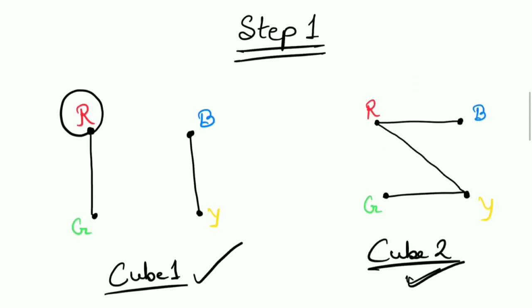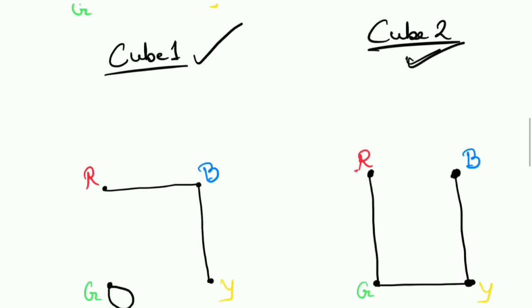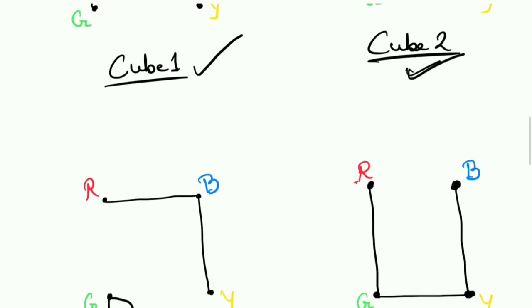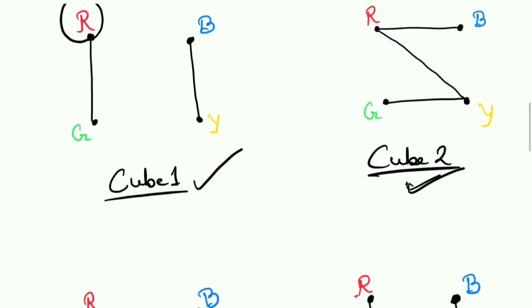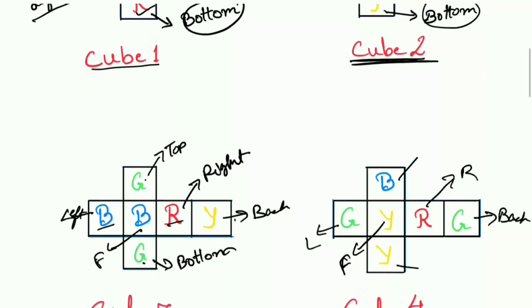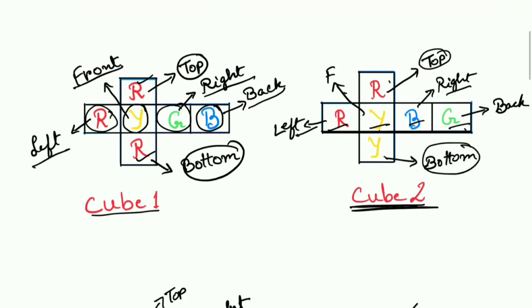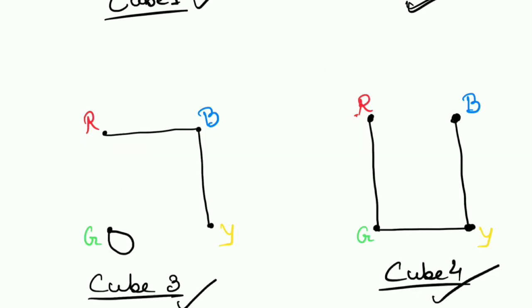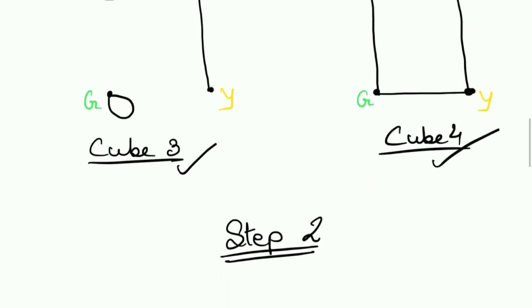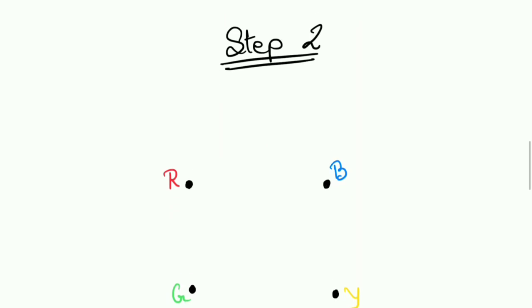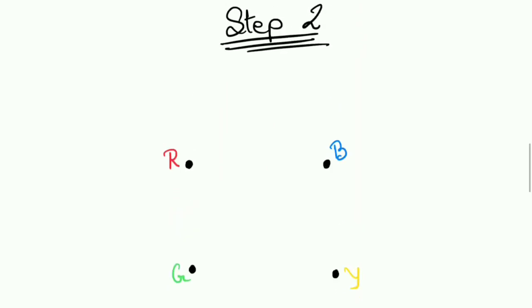In this way, step 1 is completed. What we have done in step 1 is draw the graphs of each cube, that is the 4 cubes, cube 1, cube 2, cube 3, cube 4, joining their vertices of different colors: red, blue, green, yellow. Now we will proceed to step 2.